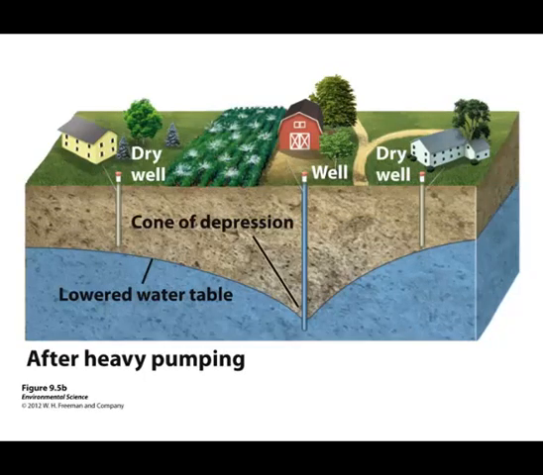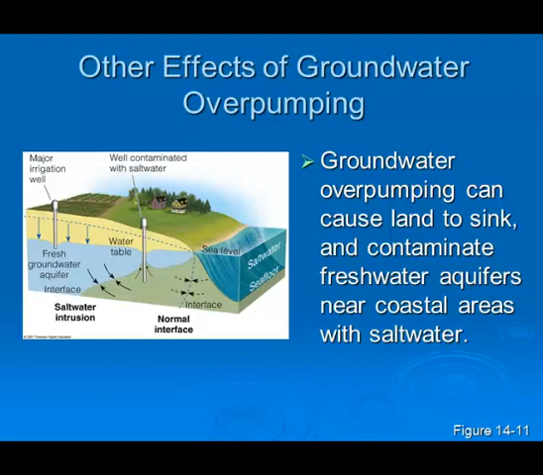Okay, other effects of overpumping can also include contamination. You can contaminate the water because of the immense pressure that used to exist, which kept the salt water out. You see where the salt water is? This usually happens in coastal regions. So contamination can include salt water, and it's not as high pressure.